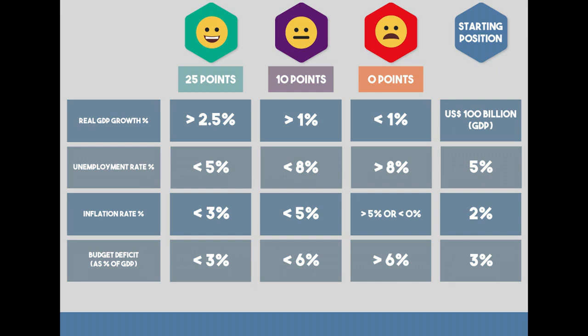Players can get up to 25 points for each of the 4 result areas, leading to a maximum total score of 100 points in each round. These points represent the approval rating that the population of the country gives for the economic policy decisions that have been made. The aim of the game is to end up with the highest average approval rating after 7 years.